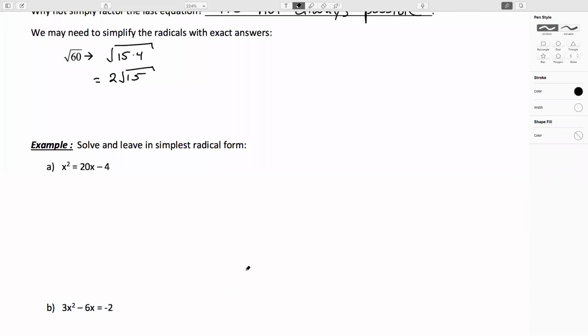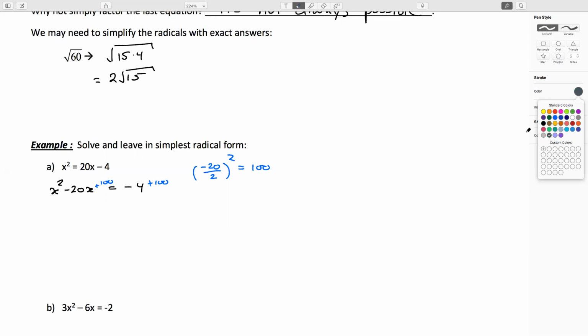All right, solve and leave in simplest radical form. So x squared equals 20x minus 4. We want to move everything except for the 4 over to the left-hand side. X squared minus 20x equals negative 4. We then need to figure out what to add to both sides to complete the square. So negative 20 is b in this question. So you go negative 20 over 2, all squared, and that's going to be 100. So we've got to add 100 to both sides.